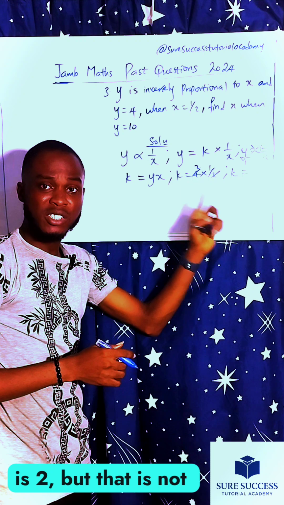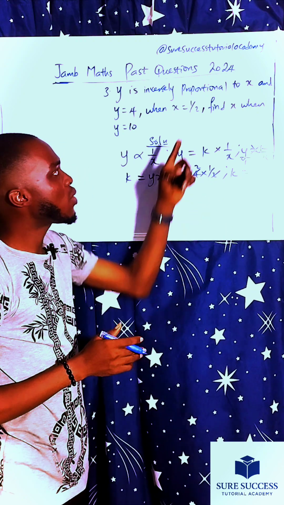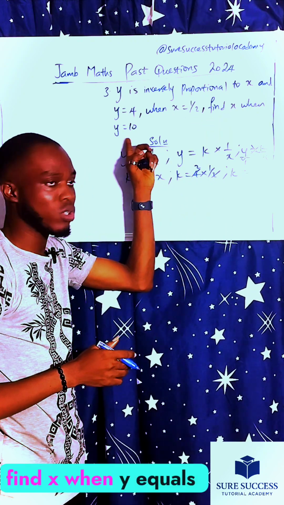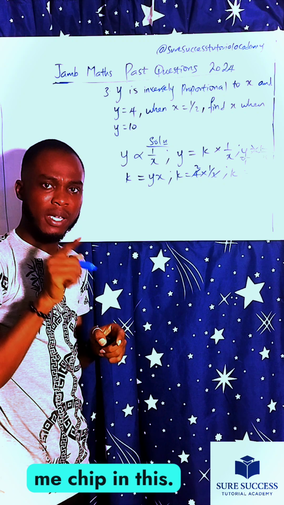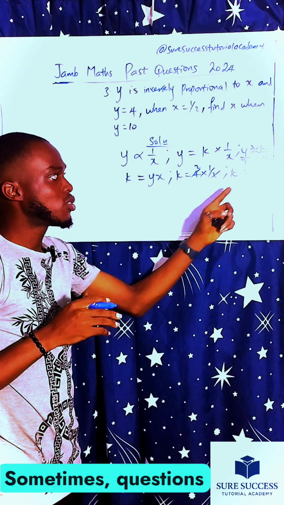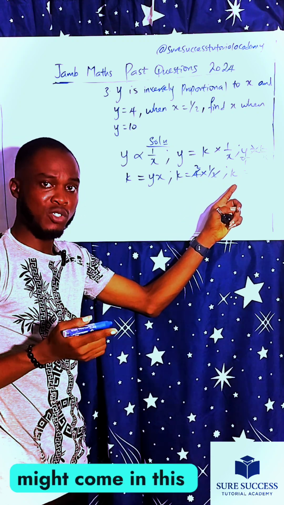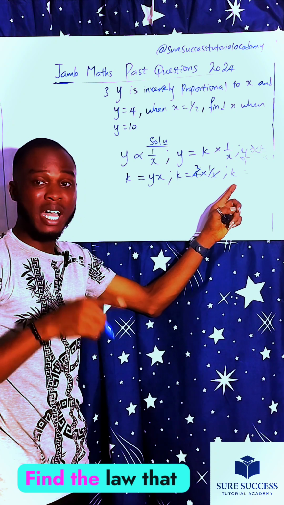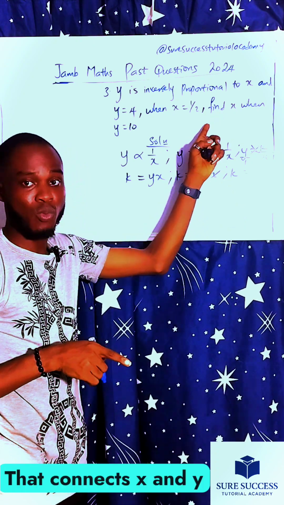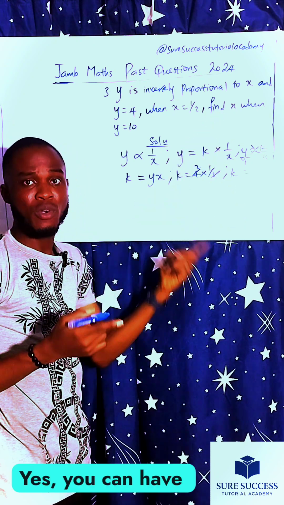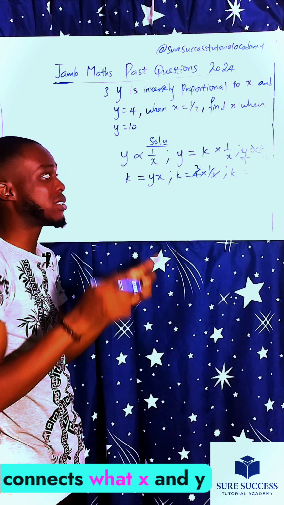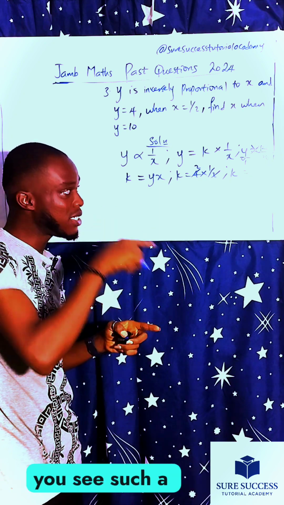But that is not what the question says. The question says find x when y equals 10. But before that, let me chip in this. Sometimes questions might come in this way: find the law that connects x and y. Yes, you can have questions like that. What do you do when you see such a question?